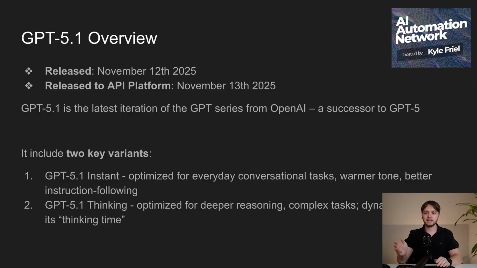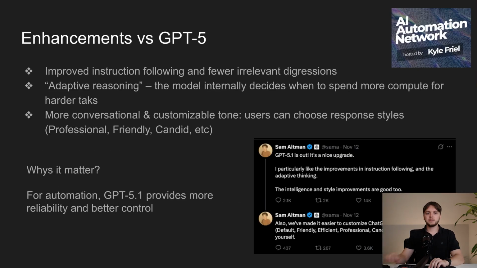Then there is the Thinking version. This one is designed for deeper reasoning and more complex tasks. It dynamically decides how much thinking time it needs, which helps reduce unnecessary latency while still giving more intelligent results when required. So now let's take a look at what actually improved from GPT-5 to GPT-5.1, because these upgrades are where things start getting really exciting for automations and AI agents.